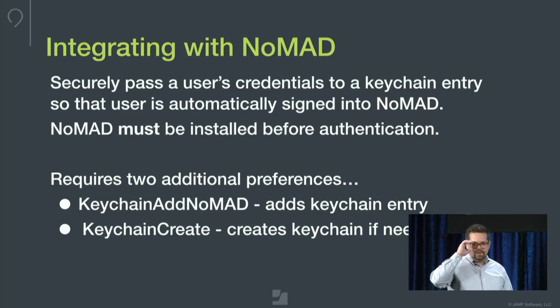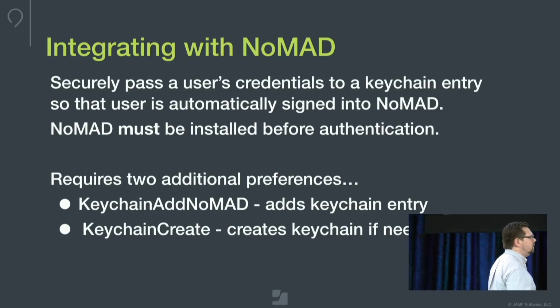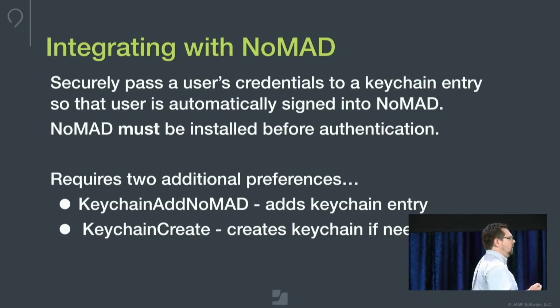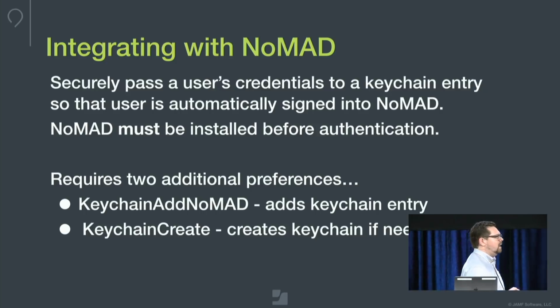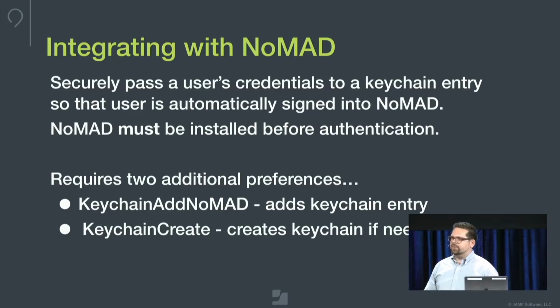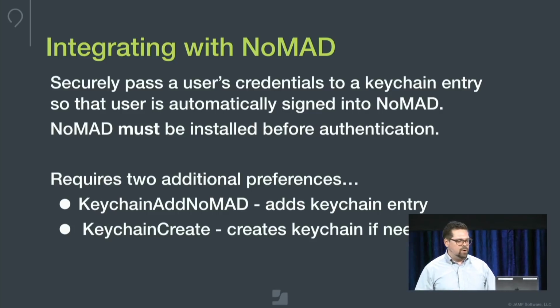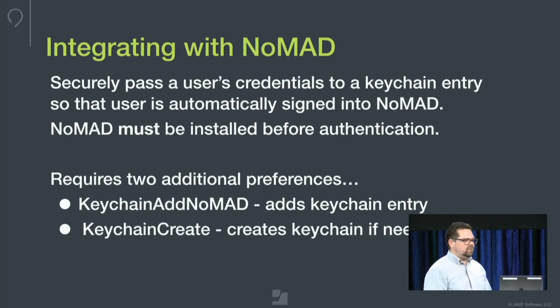But what happens is that to create that keychain entry and to create the ACLs you need for that to work, the app has to be referenced, all right? So you can't create a keychain entry that references nothing. It has to reference an existing NoMAD install that's already there. So that requires 2 additional preferences, keychain add NoMAD and keychain create. The first one adds a keychain entry, and the second creates a keychain if it needs to.